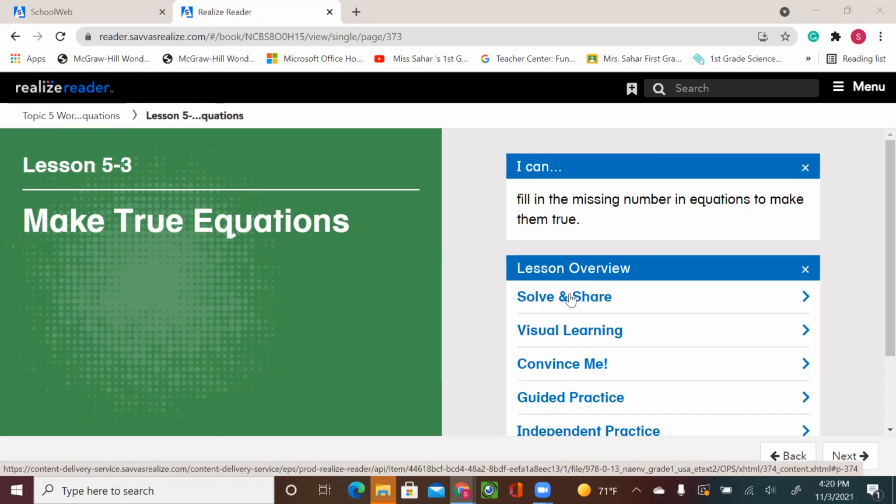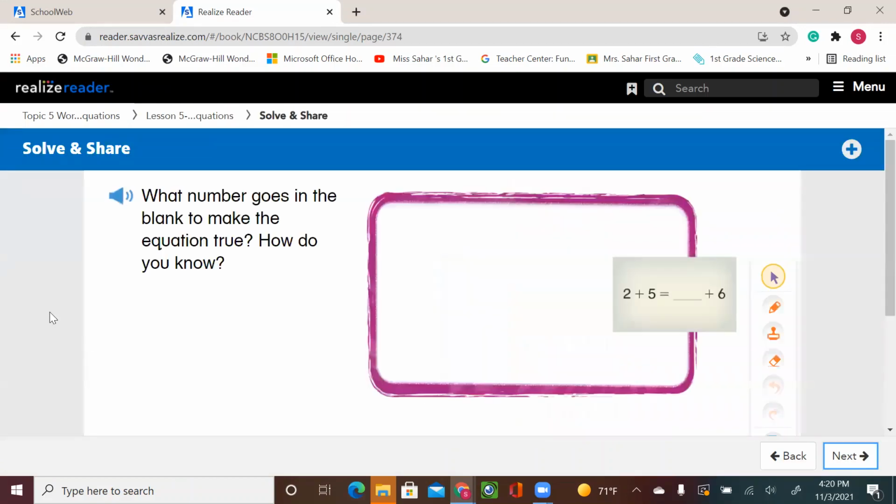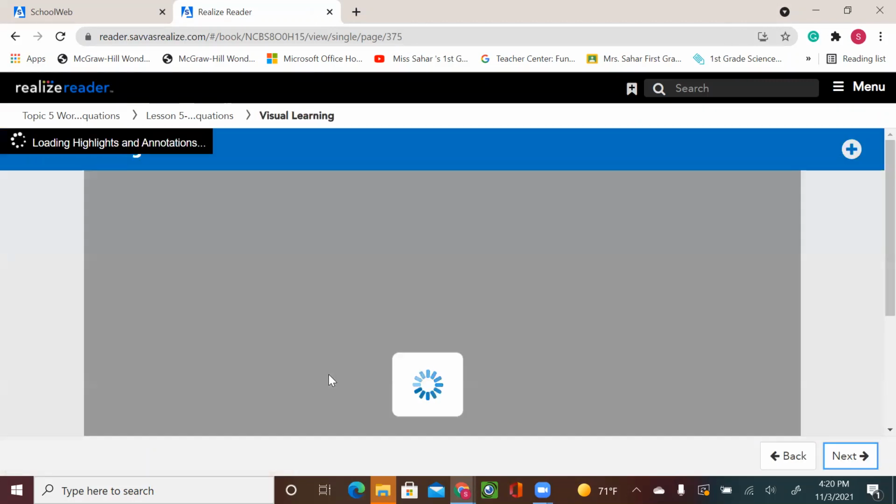We are in topic 5, lesson 3, page 221. Make two equations. Let's see. What number goes in the blank to make the equation true? How do you know? All right, let's watch our video.